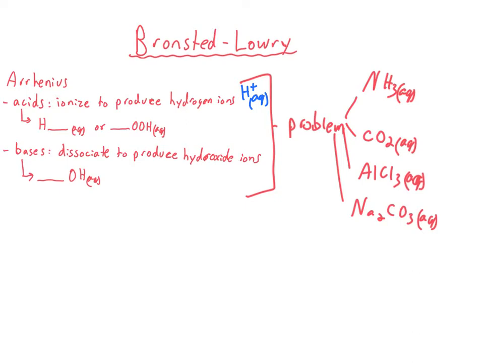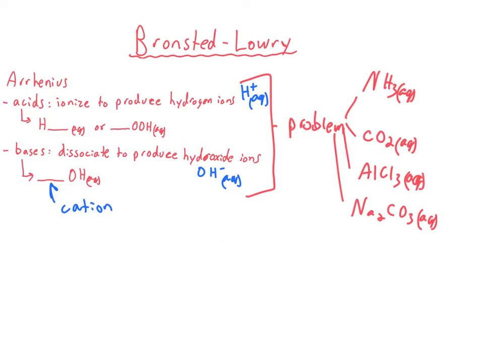The other thing you learned is that bases are going to dissociate to produce hydroxide ions. And hydroxide ions means that, of course, it has to be paired with some kind of cation. And so some kind of cation would be going in there.